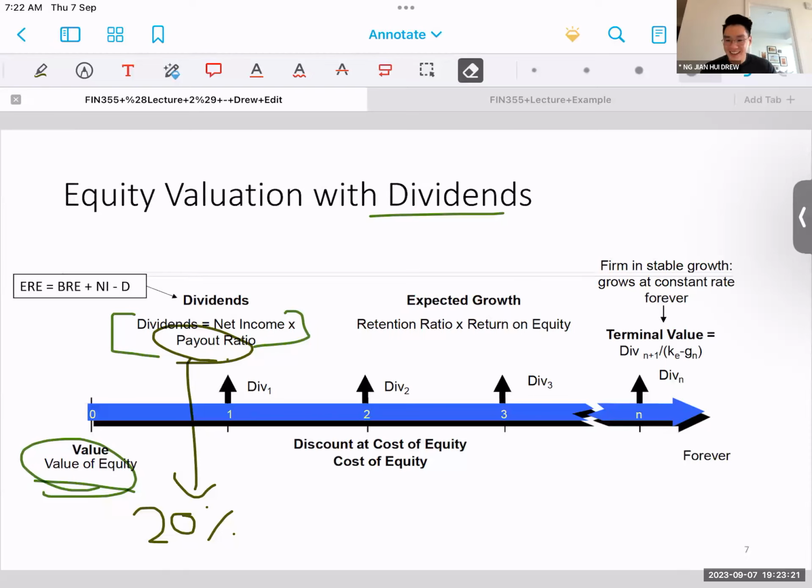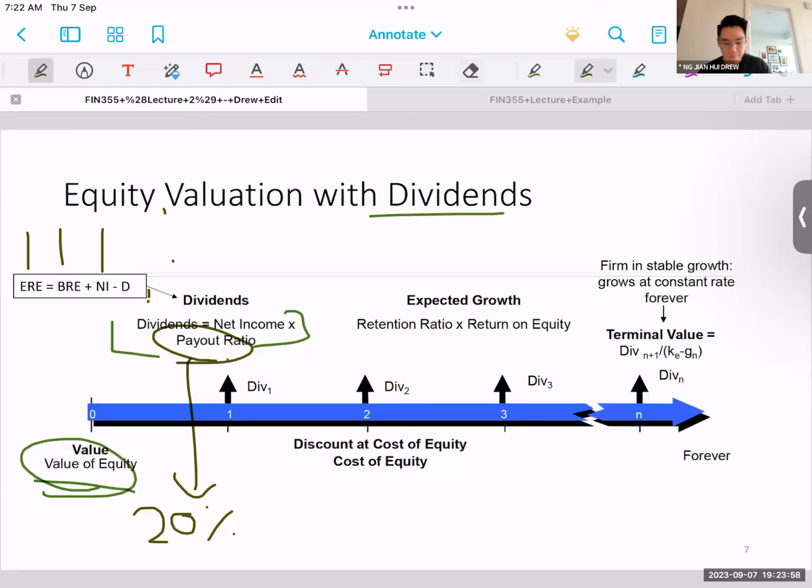So ending retained earnings equals beginning retained earnings plus net income minus dividend, right? So basically, if you have all the other components, we can derive the dividend paid out. In accounting terms, we usually call this the retained earnings formula. But in finance, there is another name. It's called the clean surplus relationship. Let me just write it for you.